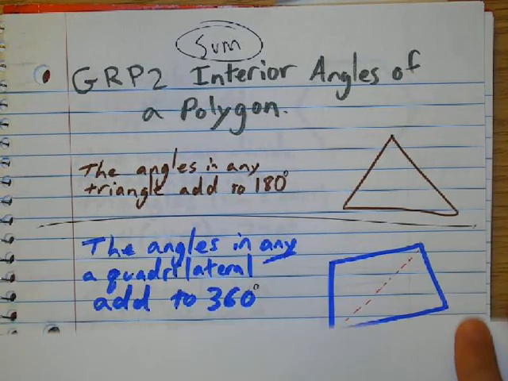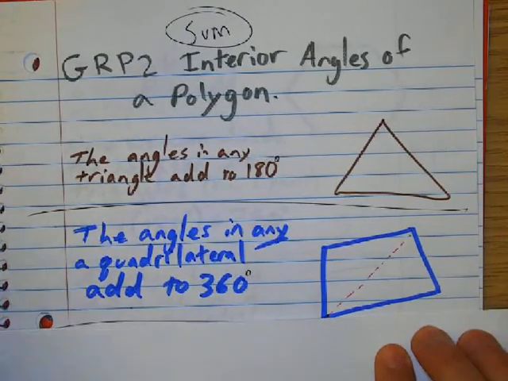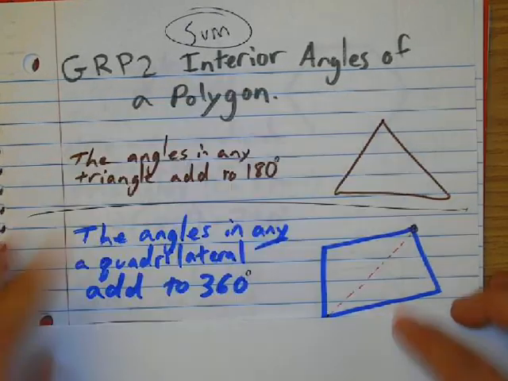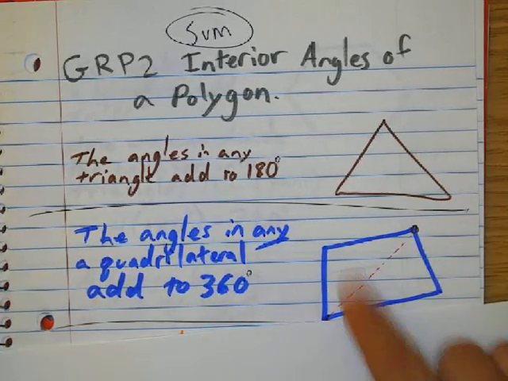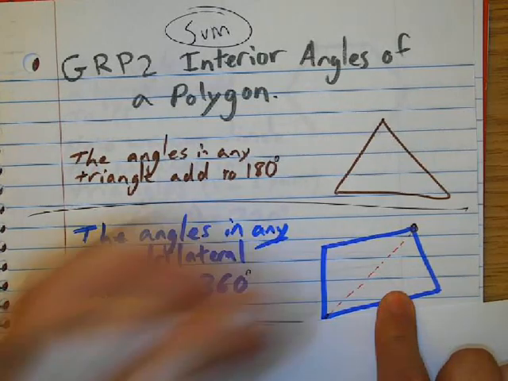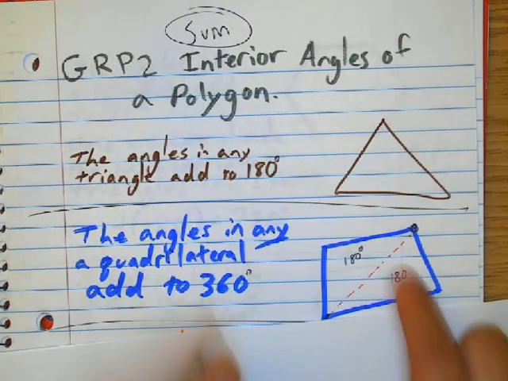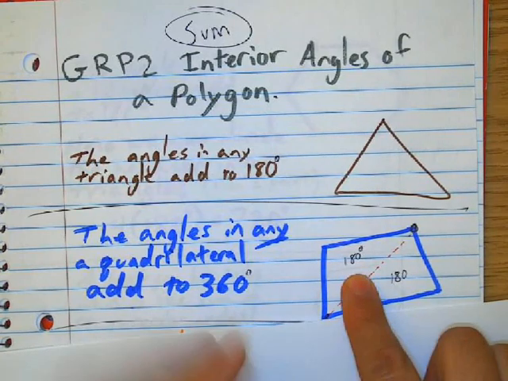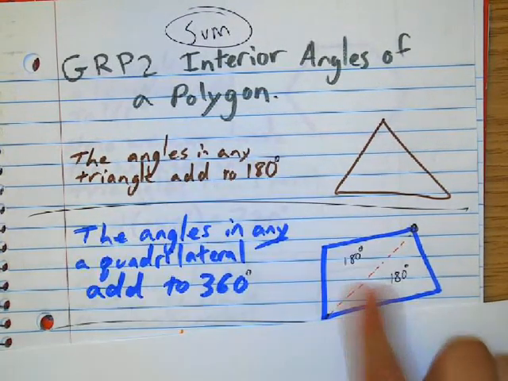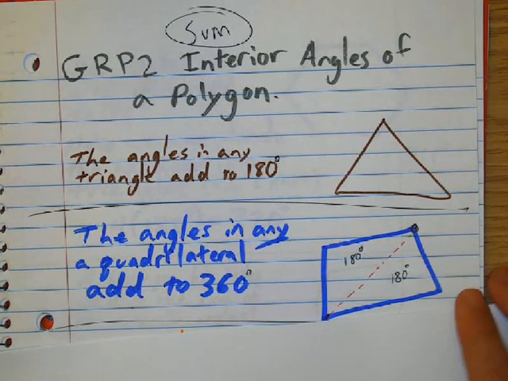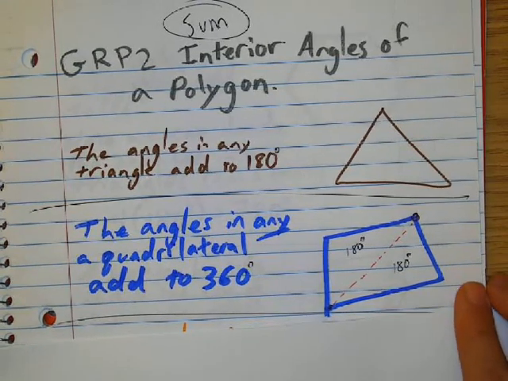Now what if I have any quadrilateral? Well, from one point here, I could draw a diagonal, and I know that these two triangles add up to 180. The angles in here add up to 180, the angles in here add up to 180, and if I add those together, I know that all the angles in here are going to add up to 360. And you did this in today's activity on Desmos.